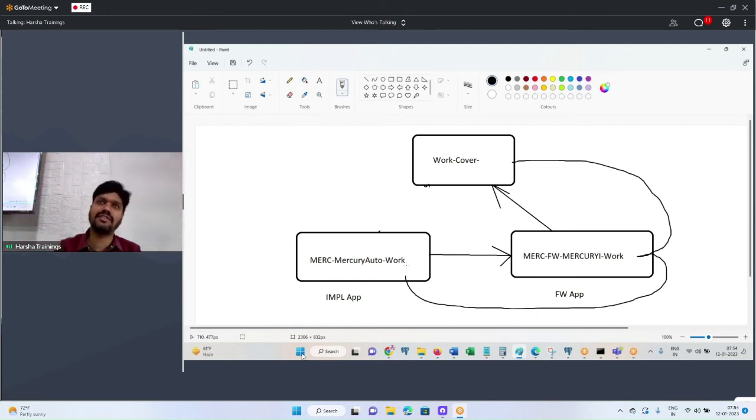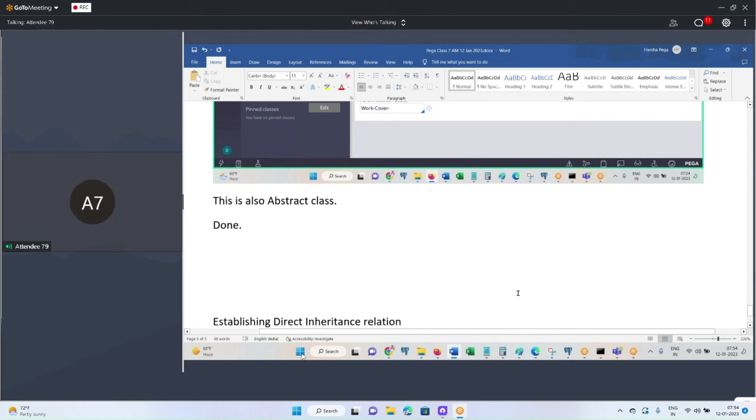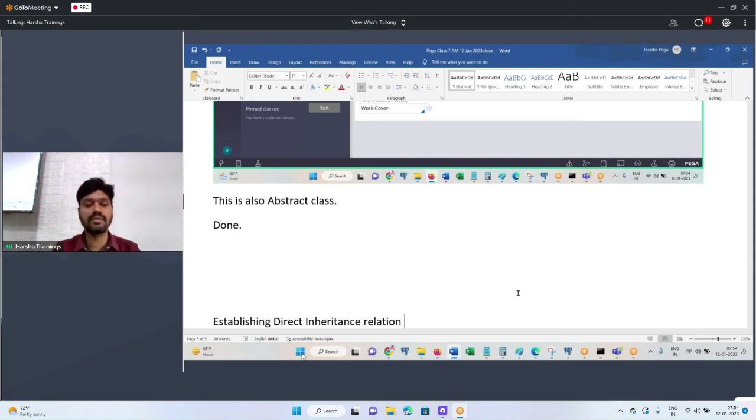That is the ideology while drawing an inheritance diagram. You got it now? Yes, but in that case, the cover one should be pointing to the other one, right? I'm a little bit confused on that. Okay, wait. Establishing direct inheritance relation. I'll come to you. What is your question?